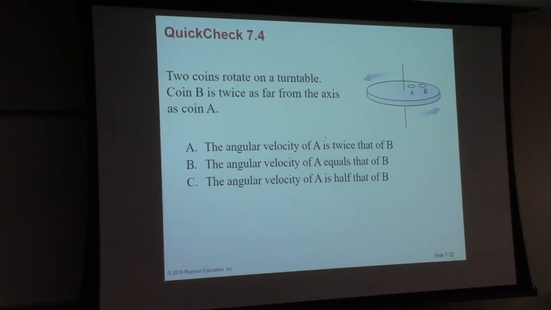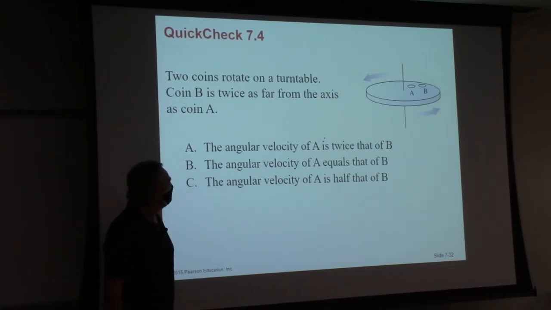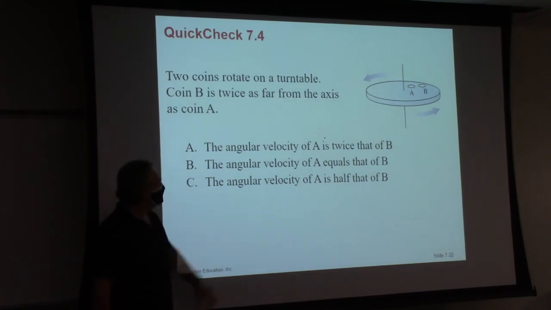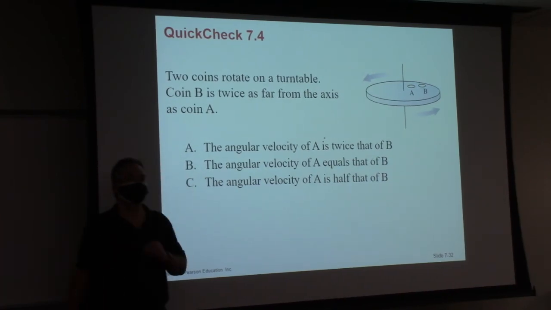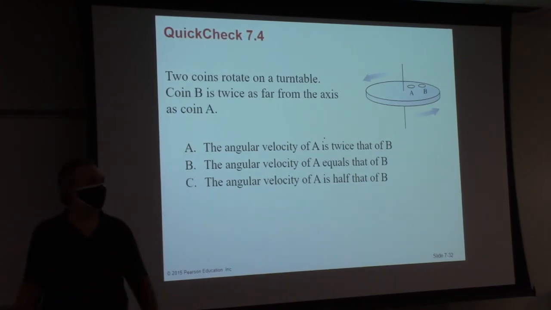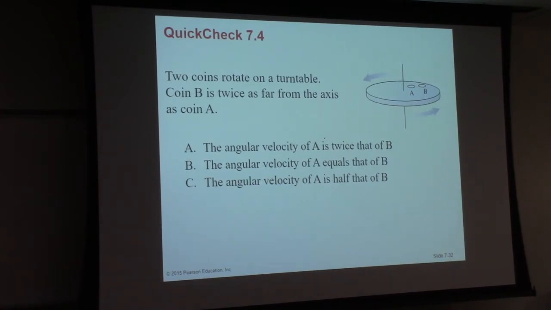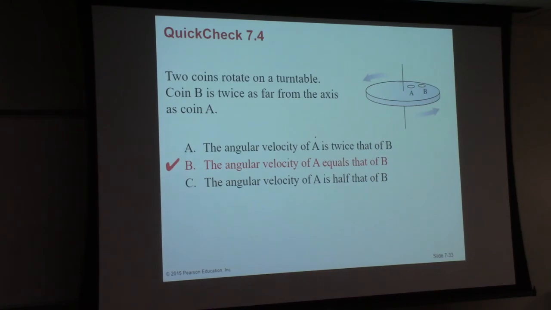Two coins rotate on a turntable. B is twice as far. Is the angular velocity of A twice B, angular velocity of A equal to B, or angular velocity of A half as much as B? So B is twice as far as A, angular velocity. This is like the final exam of this little section. All right, nice. So it's the same, right? We're talking about angular velocity, that's the omega. Angular velocity is omega. Regular old translational velocity is V.